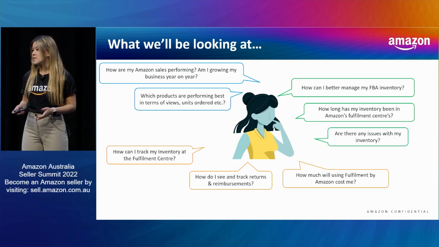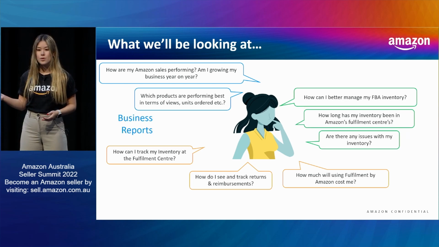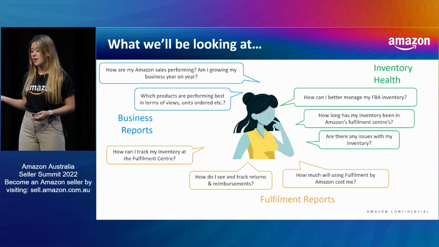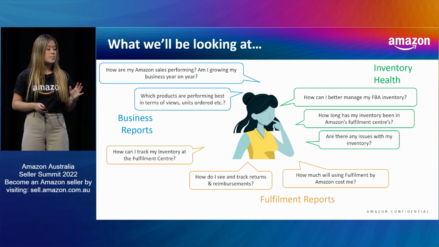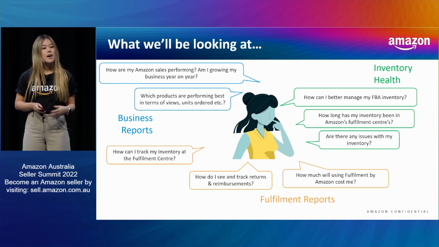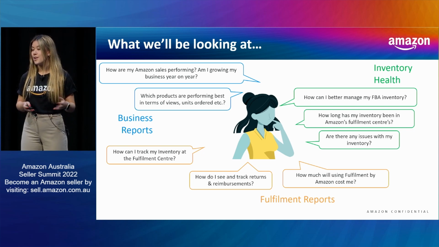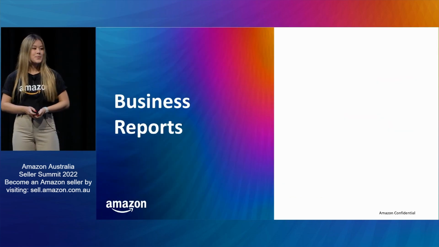The reports to answer these very important questions include 3 reports. First one being business reports, inventory health, and fulfillment reports. One thing to note before we get started is that business reports is limited to only professional sellers. So if anyone is an individual seller, you'll have to upgrade to get access to these. And then inventory health and fulfillment reports are only for FBA sellers. So let's get started with business reports.